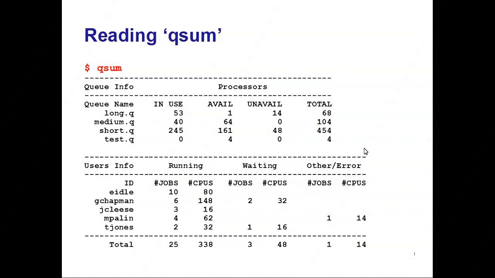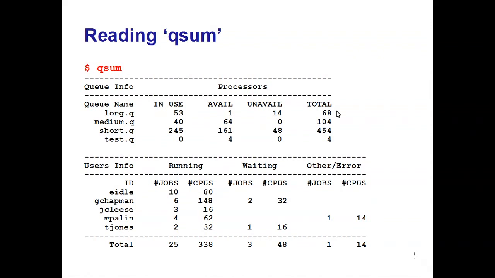The first one tries to give you a view of how many of the processors in the system are in use, how many are available for use, and how many are down or unavailable for some other reason. And this is divided up into chunks, all with names ending in .q. These are what we call queues, and I'm going to define them in the next slide.